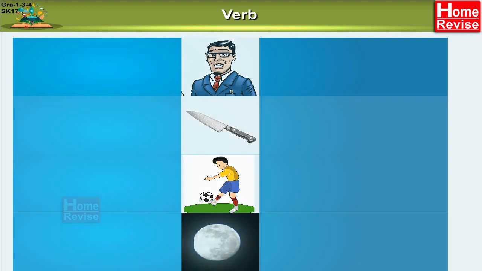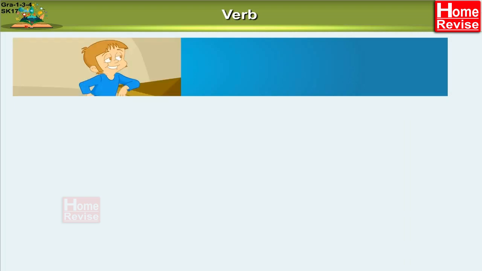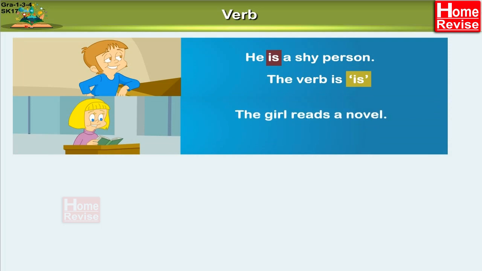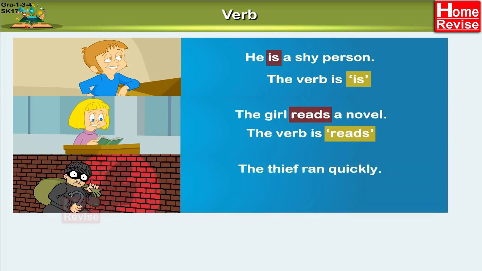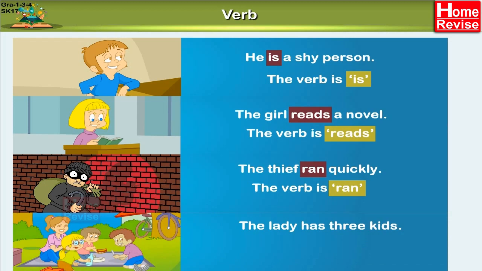Let us see some more examples, shall we? He is a shy person. The verb here, can you guess? Yes, it is. The girl reads a novel. The verb is reads. The thief ran quickly. The verb is ran. The lady has 3 kids. The verb is has.